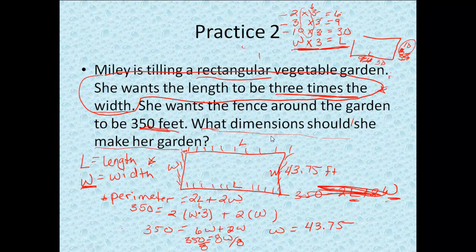Okay, now that's not what the question was actually asking for. It says, what are the dimensions? So I need my length and my width. To get my length, I can go back up to where I had L is equal to 3 times W, and I can take 3 times my 43.75 to get my length. When I do that, I get a length of 131.25 feet. So those would be my dimensions: 131.25 by 43.75.